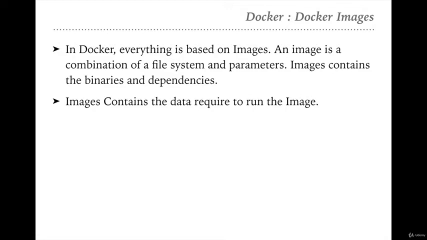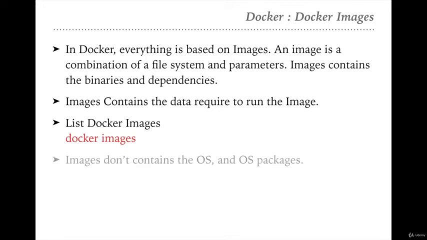Images contain the data required to run the images, right? We have already discussed this. When we are creating an image, we need to wrap the binary files, wrap the dependencies, and wrap the metadata or the data which is required to execute that particular image. Suppose you want to list all the Docker images available on your machine. For this you can use the Docker command docker images.